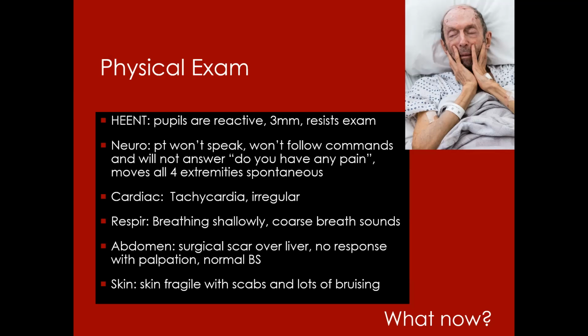Notice that he's got tachycardia and it's irregular. Remember, though, that he has a past medical history of AFib, so that could be normal for him. We're not really sure. His respiratory breathing is shallow and he has coarse breath sounds, but remember, he also has COPD listed on his past medical history, so that also could be normal. Not sure. His abdomen, he has a scar over the liver, but everything looks soft and he has normal bowel sounds, and I'm not sure if that's important or not.